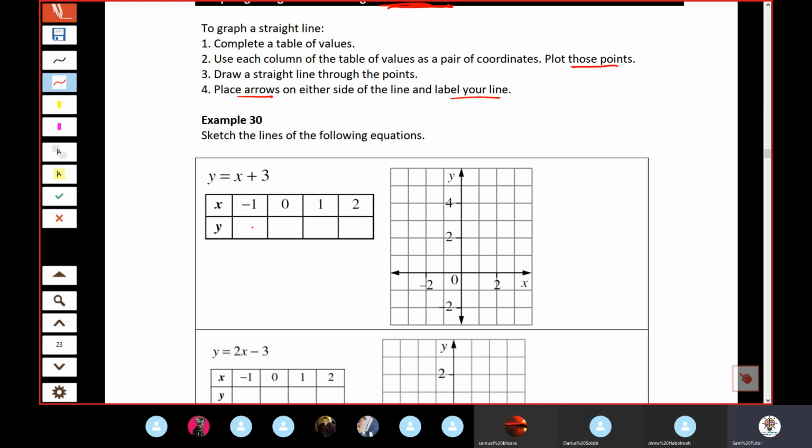Let's make sure we know how to use this table of values. So we've got y equals x plus 3. That's the equation that we're trying to draw. Right, we're trying to draw this. All we're trying to do first is find our y values.